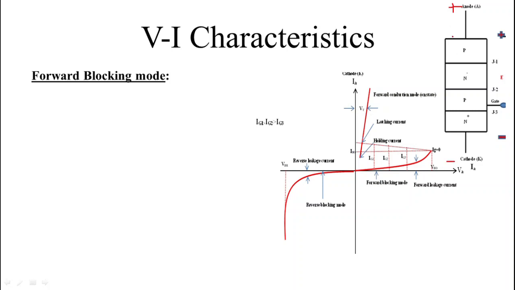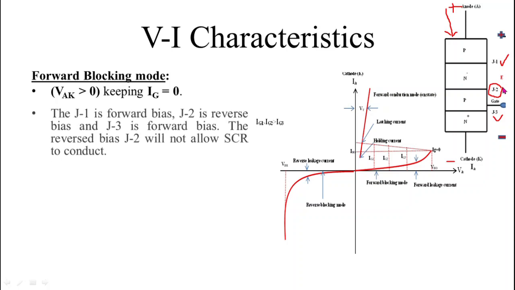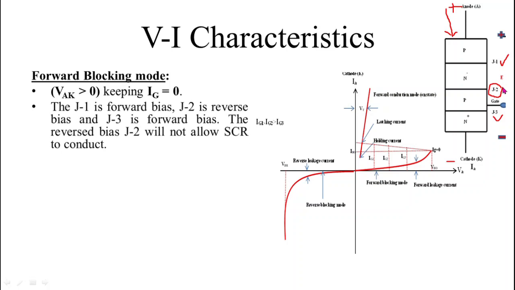So when positive potential is applied to anode, then this P layer makes the junction J1 forward bias, and when negative potential is applied to cathode, then this N layer makes the junction J3 forward bias. Junction J2 is in reverse bias during this mode. Here you must note one more important thing, that gate current is equal to 0 during this mode.